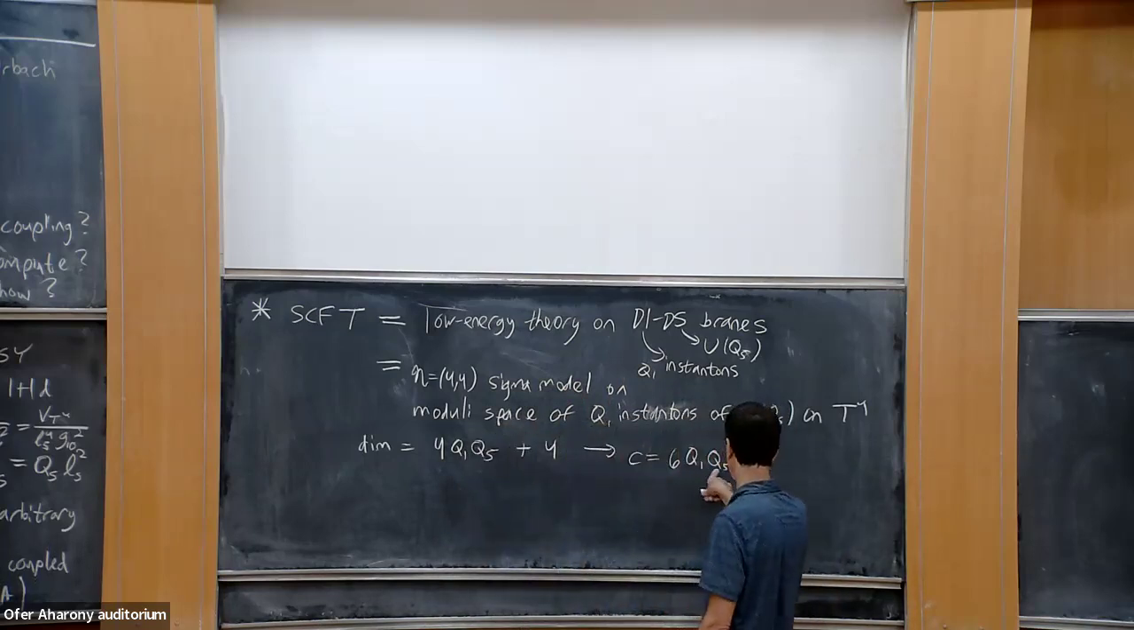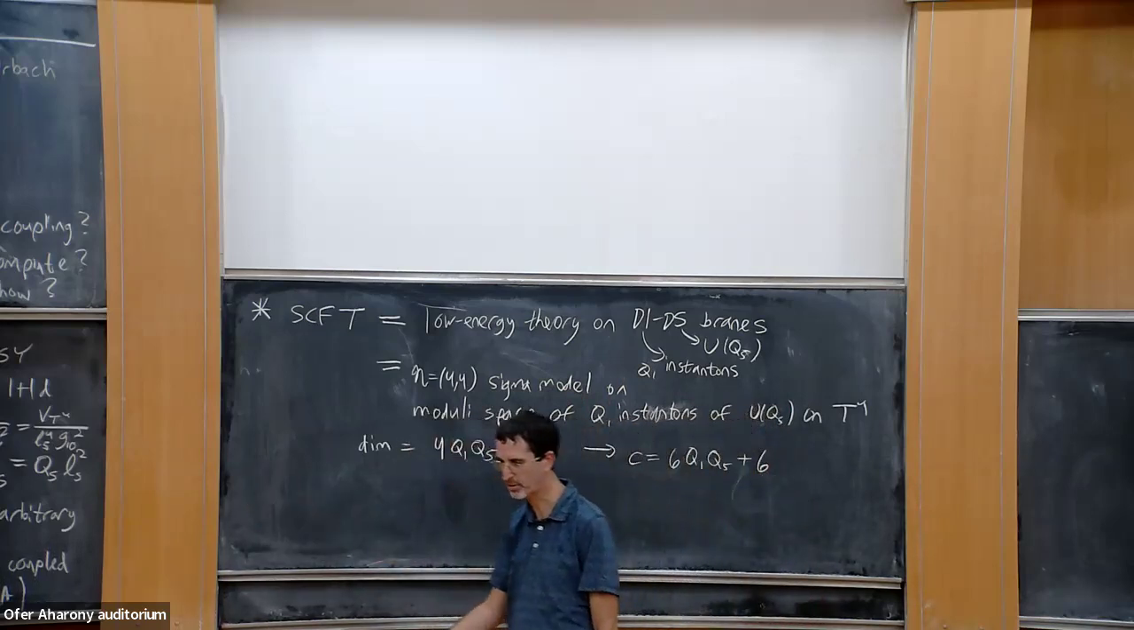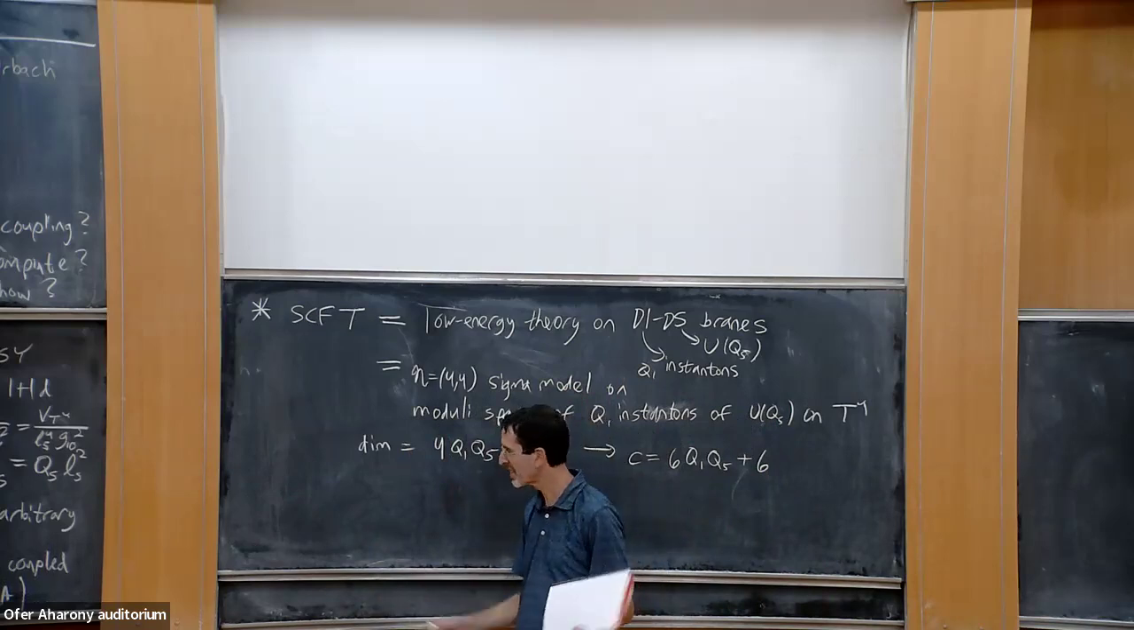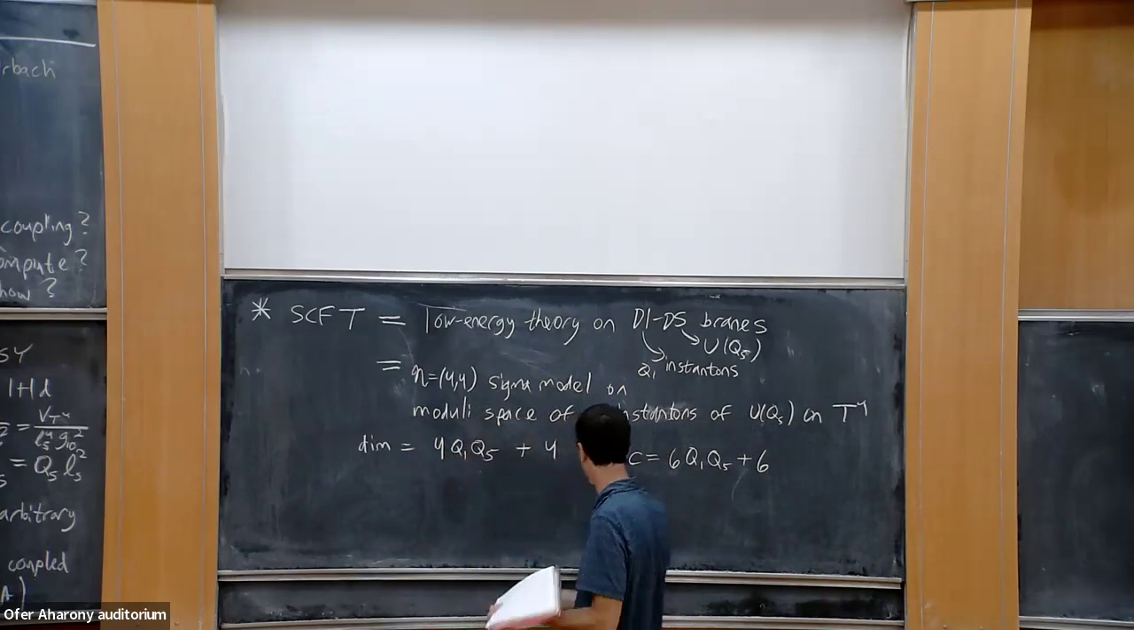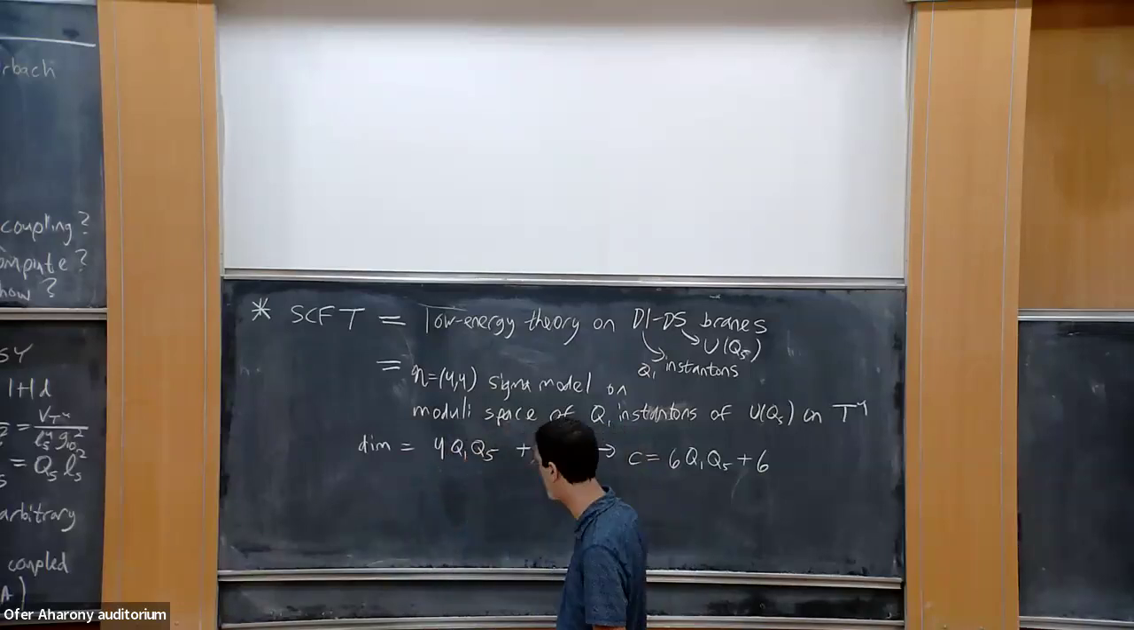And of course, in the limit of large Q1 and Q5, that's consistent with what we would get from the supergravity description before, where the radius was given by the square root of Q1Q5 in Planck units, and that is consistent precisely with this central charge.